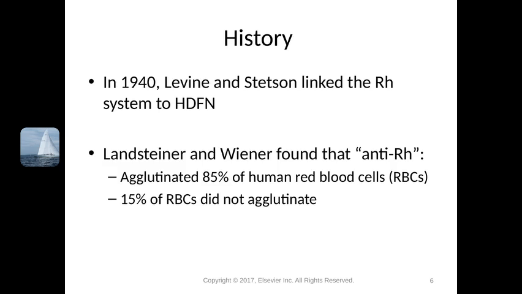So they found that anti-Rh agglutinated 85% of human red blood cells, and 15% didn't agglutinate. This is where we started coming up with Rh positive and Rh negative. And that's simple enough. Rh positive means you have the D antigen on your cells. Rh negative means you don't have the D antigen. So that's how that's connected.